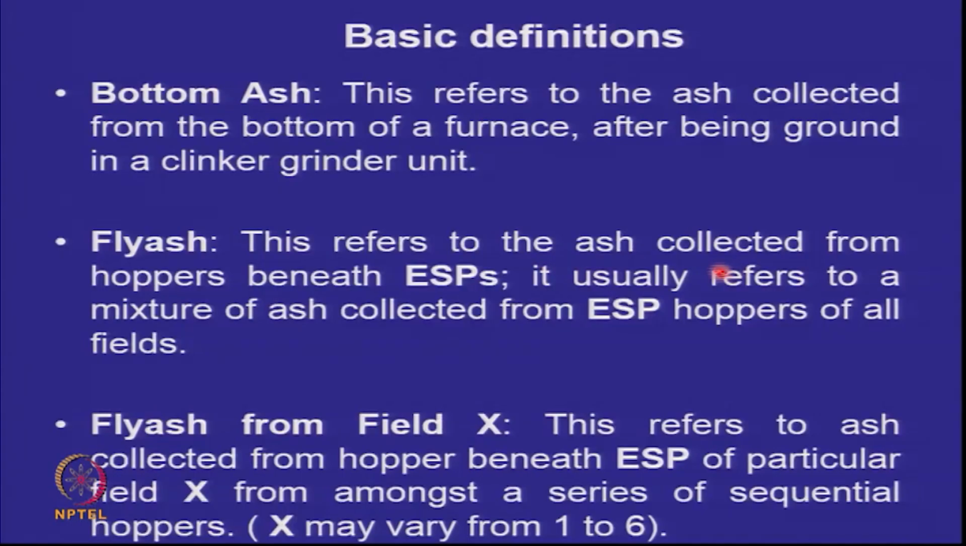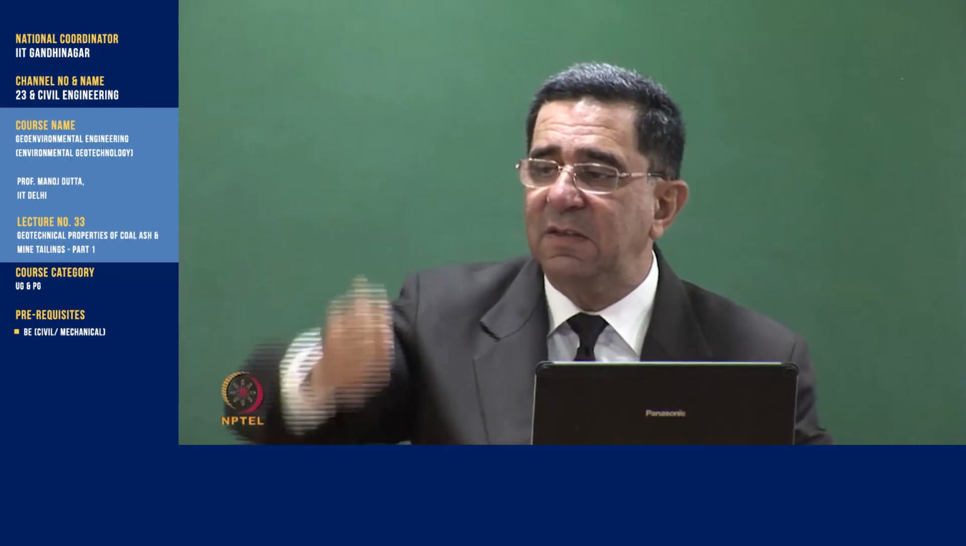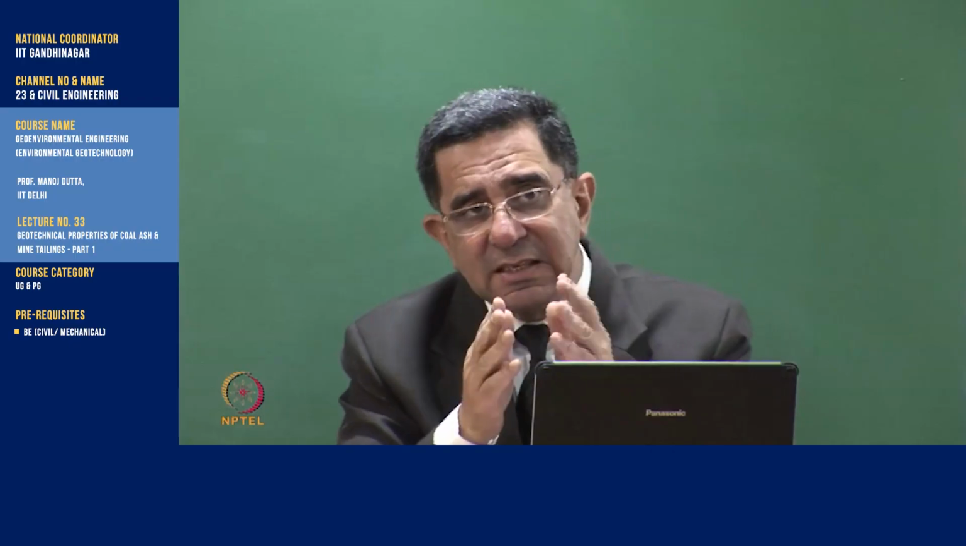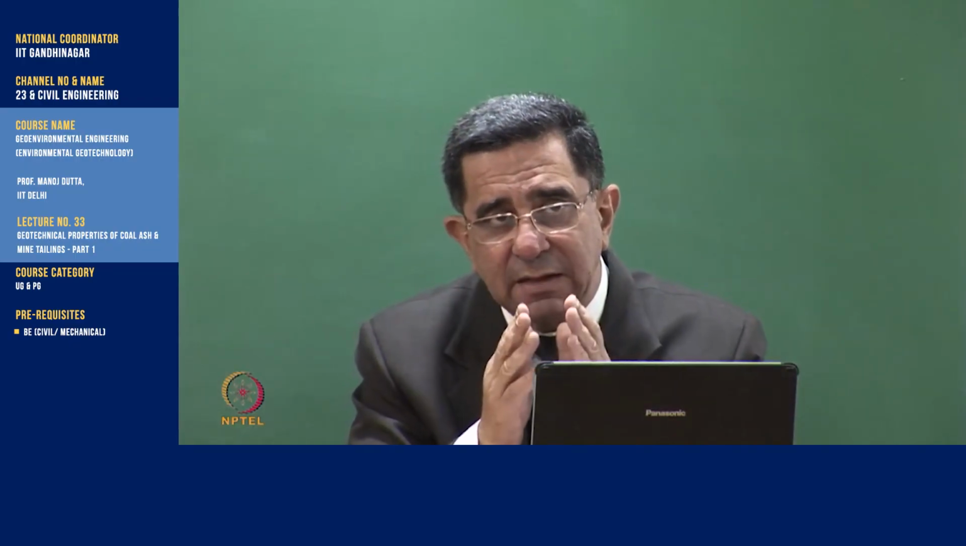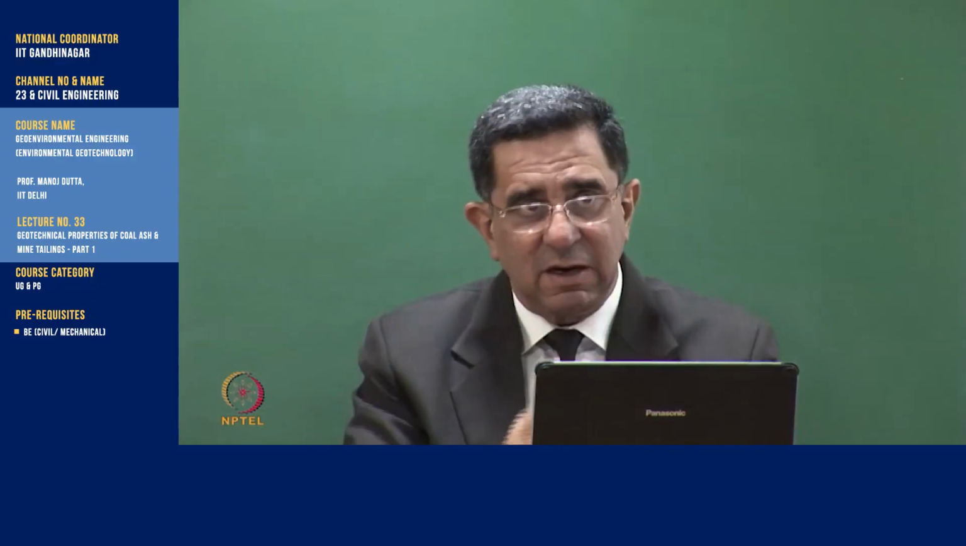Fly ash refers to the ash collected from the hoppers beneath the electrostatic precipitators. Now, when these flue gases with these fine particles go through the precipitators, they meet a series of plates, 1, 2, 3, 4, 5, 6. Each set of plates is referred to as a field. Particles will settle down. As the flue gases go through, in field 1, the coarse particles will settle down. Then field 2, the finer particles. Then field 3, the finer particles. The finest particles are caught in field 6.